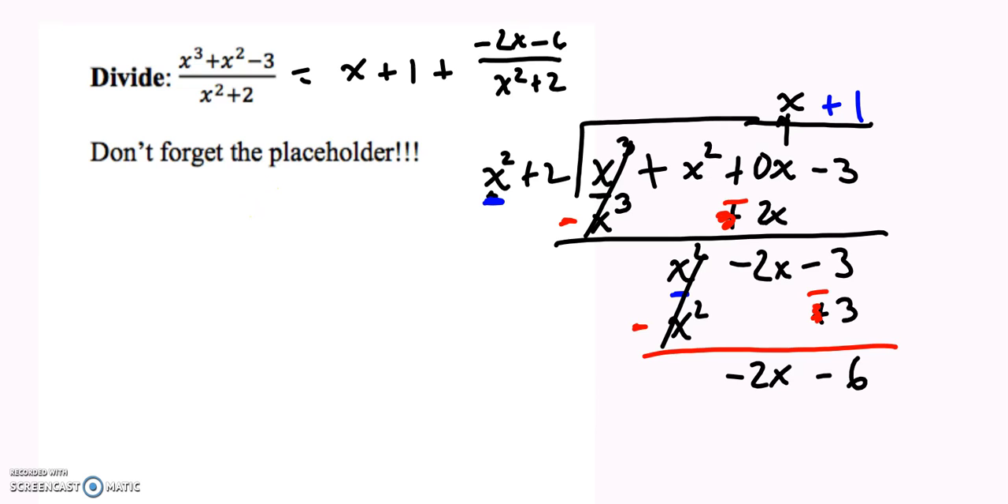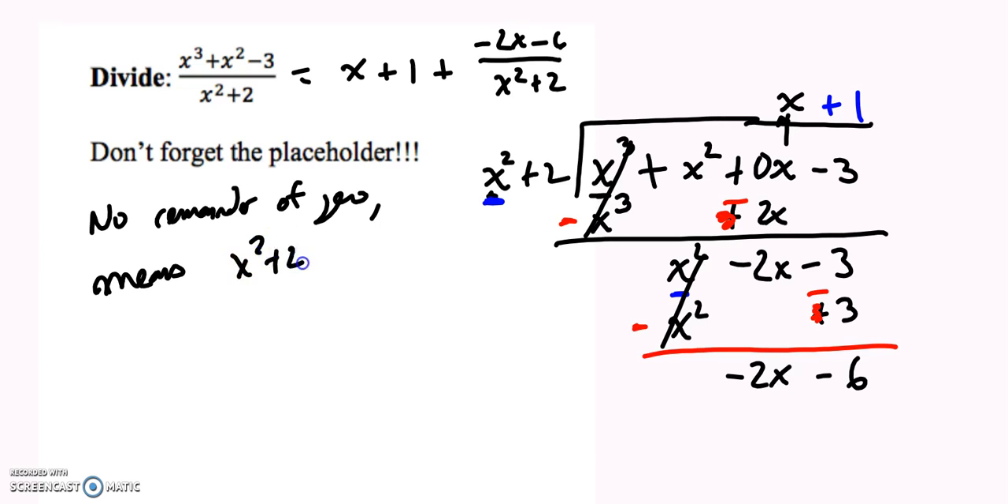I want to make a little side note here. Notice we didn't get a remainder of 0. So no remainder of 0 means that x squared plus 2 is not a factor of the dividend.